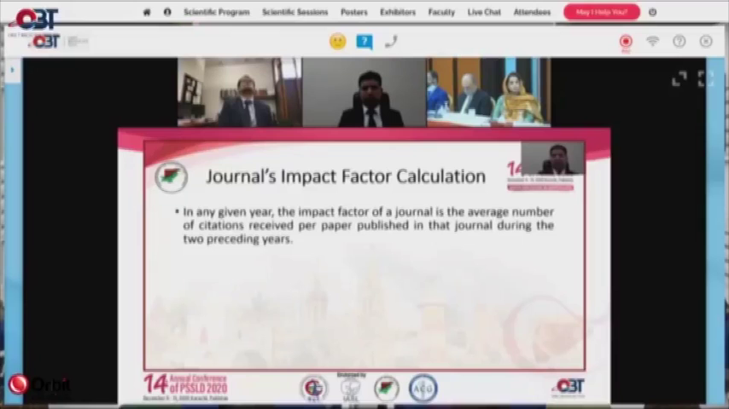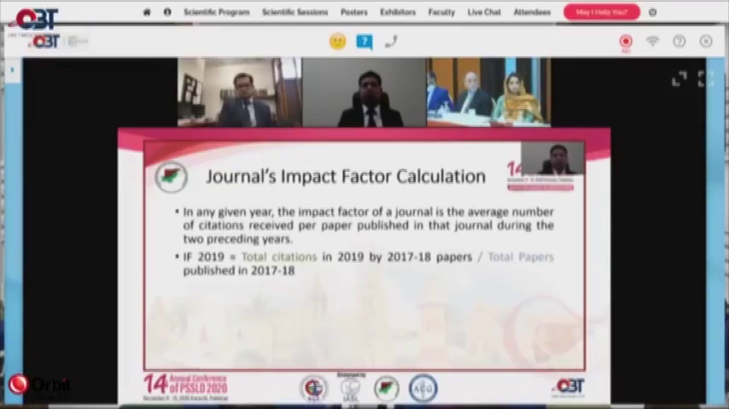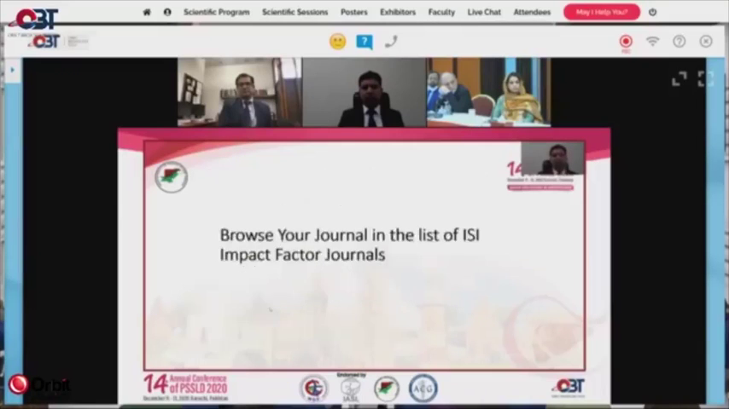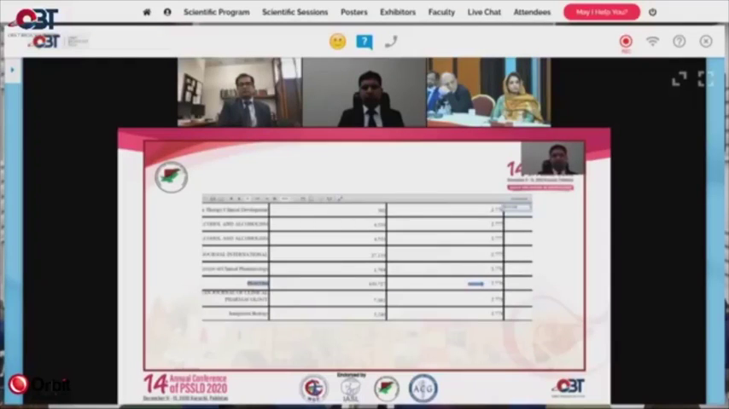The impact factor of 2019 is equal to the total citations in 2019 of the 2017 and 2018 papers, divided by the total papers published in 2017 and 2018. So it's simple: if 100 papers are published and they get 100 citations, then the impact factor of the journal is 1. You can also screen your journal in the list of ISI impact factor journals, which is published by Thomson Reuters, to see if your journal is present in this list and what its impact factor is.